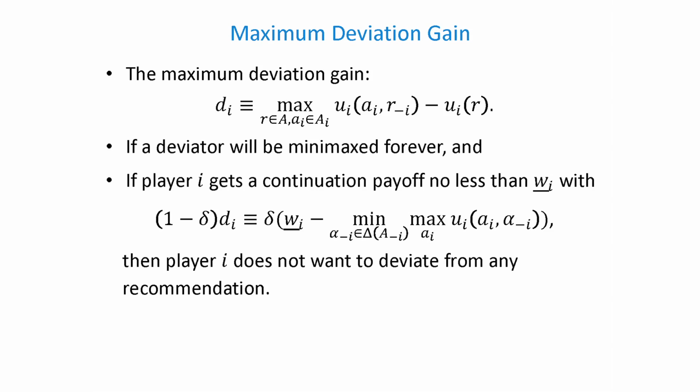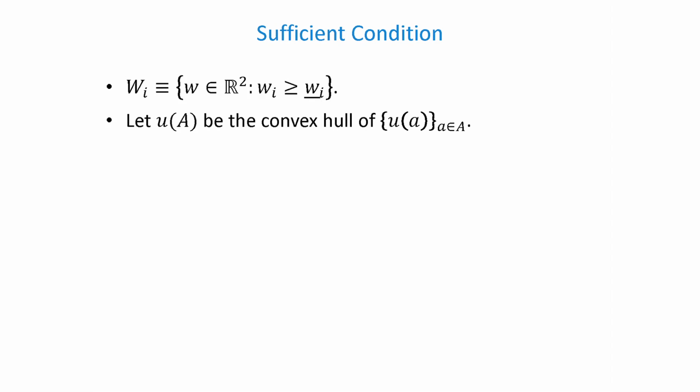And the sufficient condition basically says that this minimum continuation payoff is sufficiently low in a sense that it doesn't overshoot the set of feasible payoffs. So let me formalize that argument. Given W lower bar, we can consider the set of payoff profiles where player i gets this W lower bar i. So as long as the continuation payoff is in this set, player i does not have an incentive to deviate. That's the intuition. And U of A is the convex hull of a feasible payoff set.